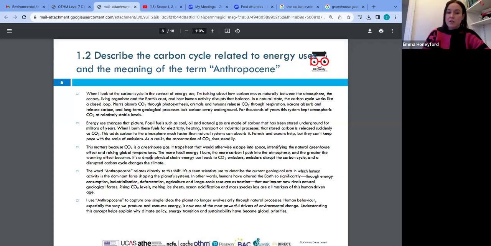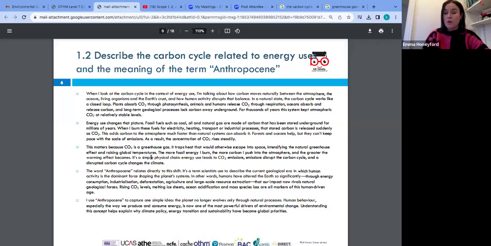Then came the use of energy, especially fossil fuels such as oil, coal and natural gas, because these are made of carbon that's been stored underground for millions of years. So when we burn these fuels for electricity, heating, transport or industrial processes, that stored carbon is released suddenly as CO2. This adds additional CO2 to the atmosphere, so much faster than natural systems are used to and can absorb.